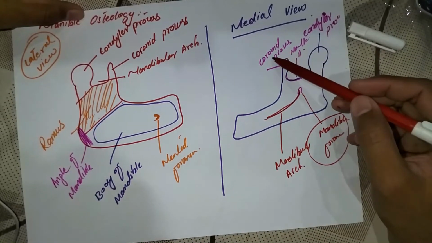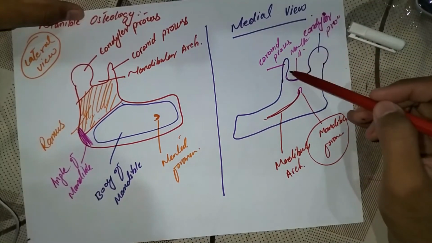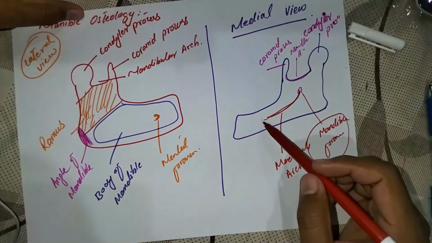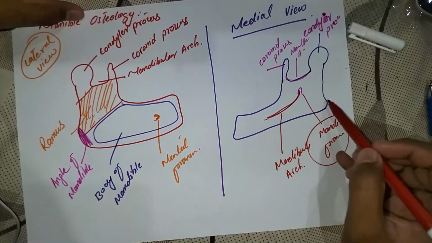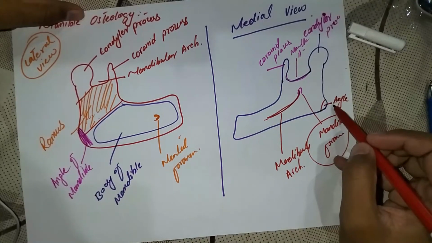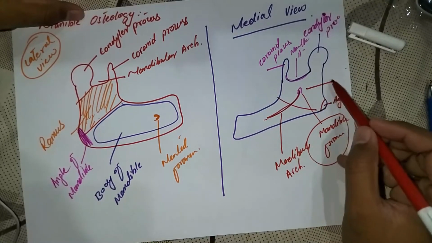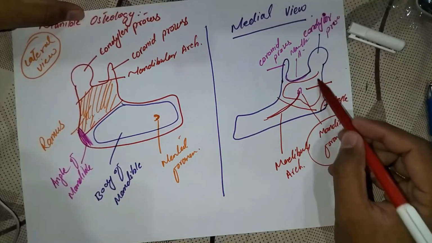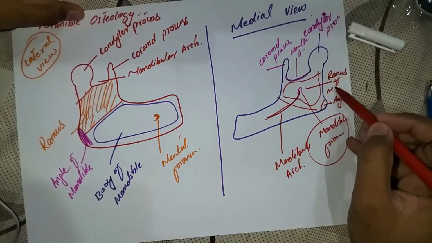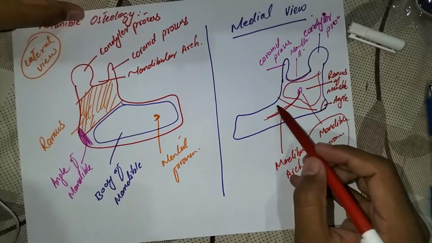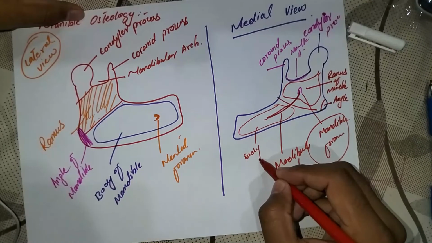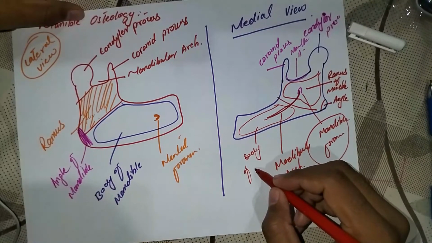Now this is the coronoid process, this is the condylar process, in between is the mandibular arch, and this is the angle of mandible. This whole structure is the ramus of mandible, and the whole structure is the body of mandible.